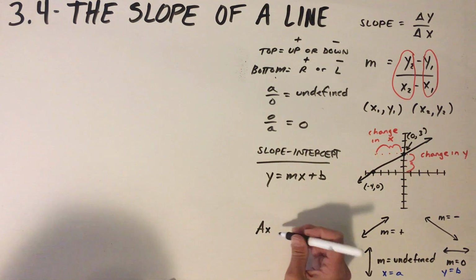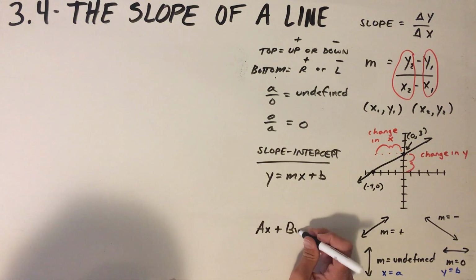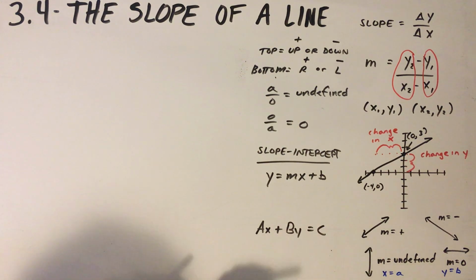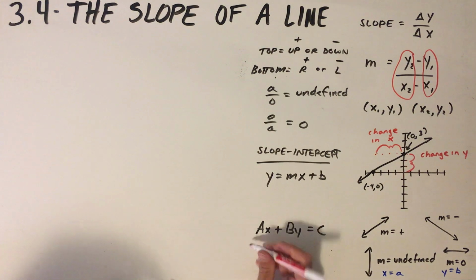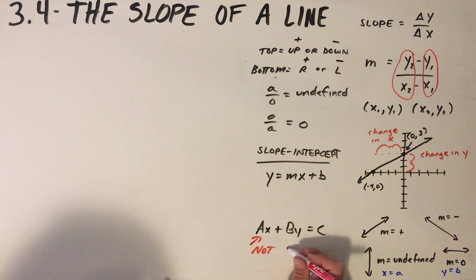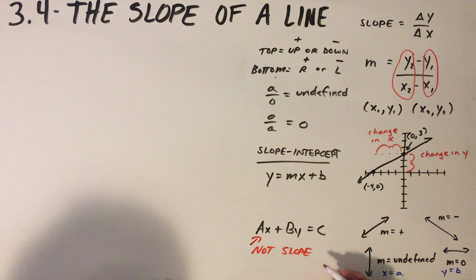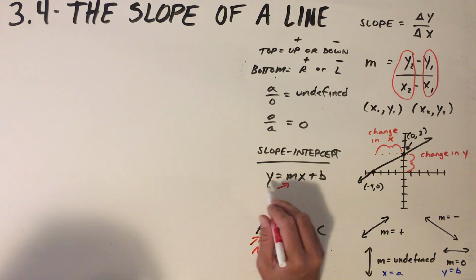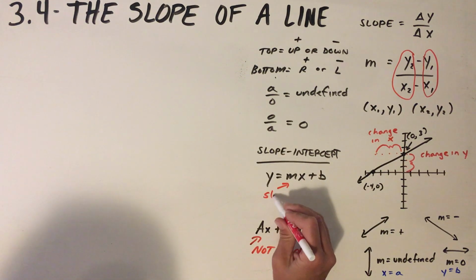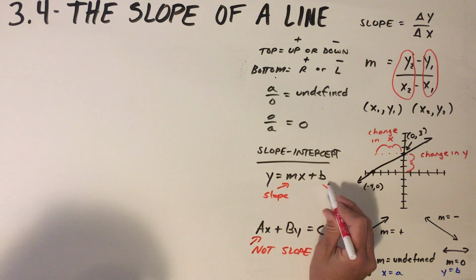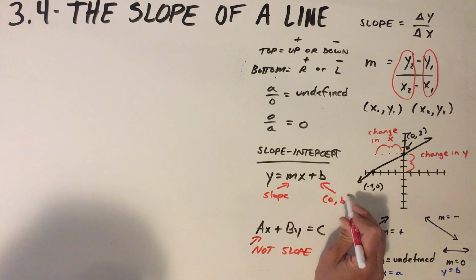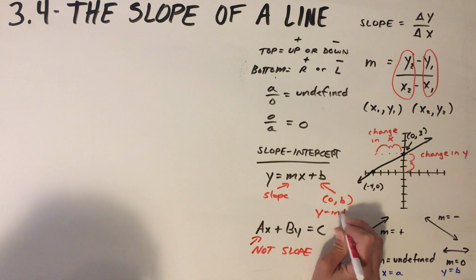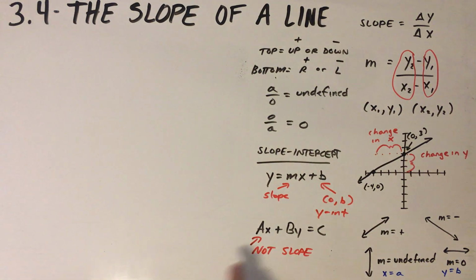Again, I want to emphasize that if the equation looks like this, or any other form of this, the coefficient of x is not the slope. It's only slope when I have isolated and solved for y. Okay, so this is only slope when I've isolated y and there's nothing else on the other side. Then this is my slope. And this right here is the point 0, b, which is my y-intercept. Okay, so you can't interpret slope unless you put it in slope-intercept form.